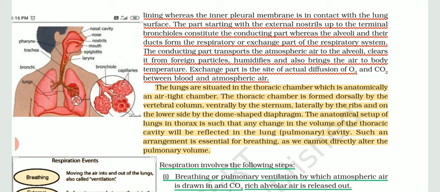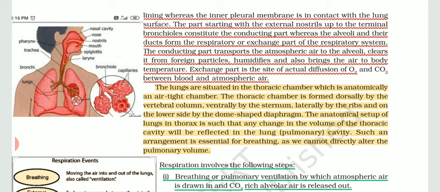But the bag-like structures, which are the alveoli, and the various kinds of ducts attached to them, to the body tissues, are called the respiratory part or the exchange part, because here the exchange of gases takes place.